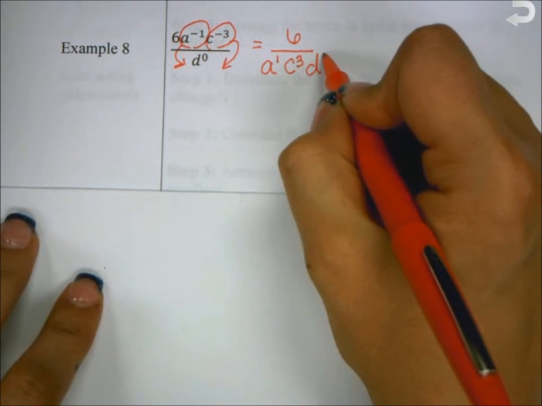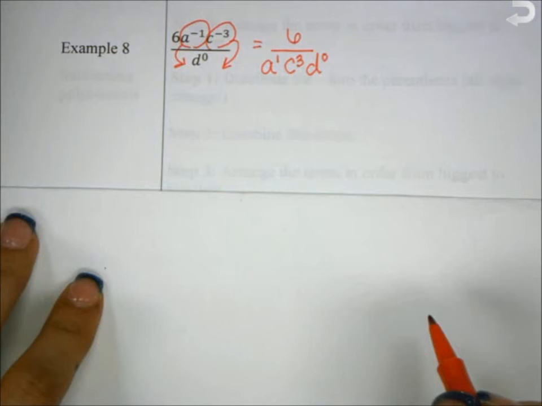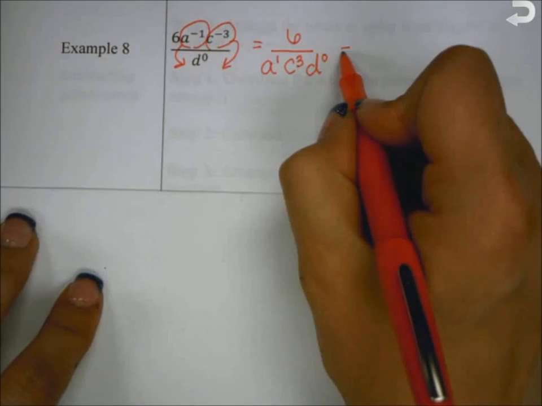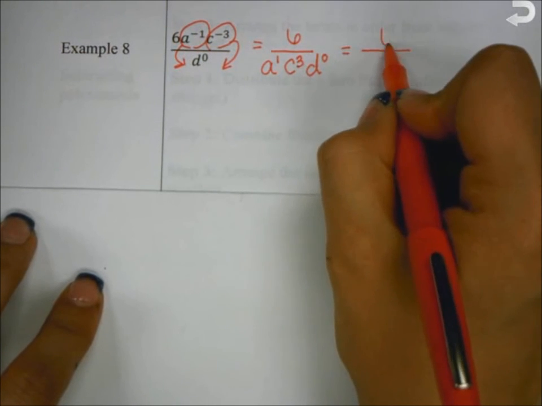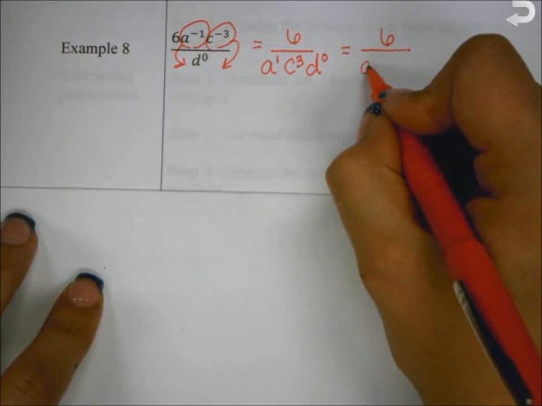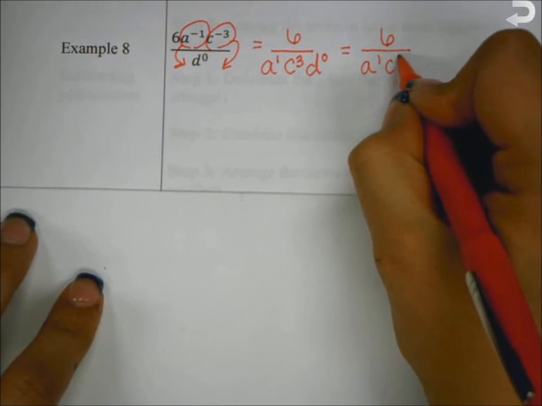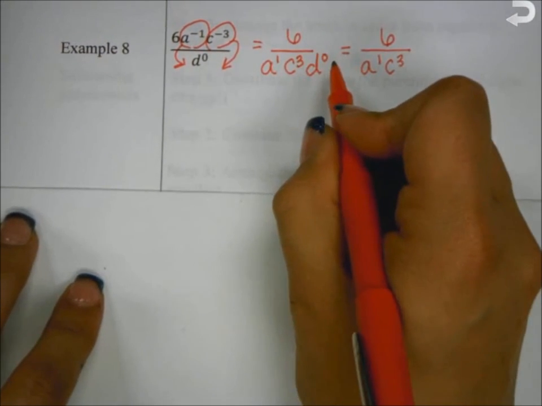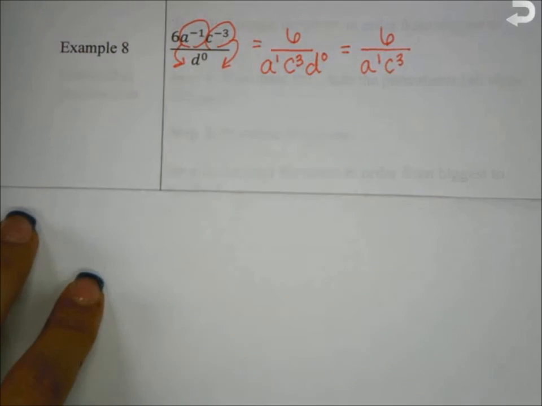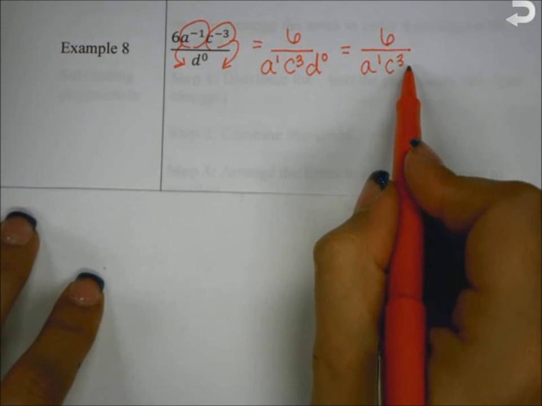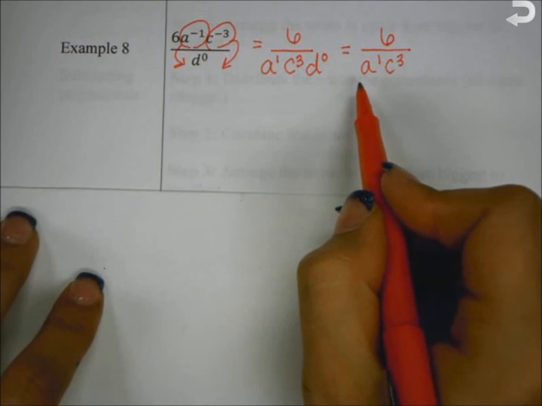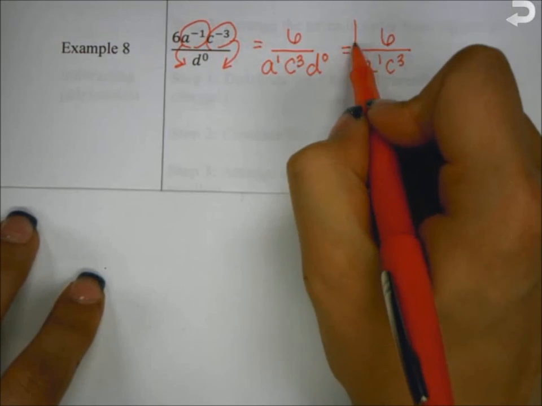Okay, so let's simplify a little bit. 6 is still upstairs. A to the 1, C to the 3. D to the 0 is what? 1. So do we have to write it? Well, times 1, it's going to stay the same, right? So this is our answer. D to the 0 turns into 1.